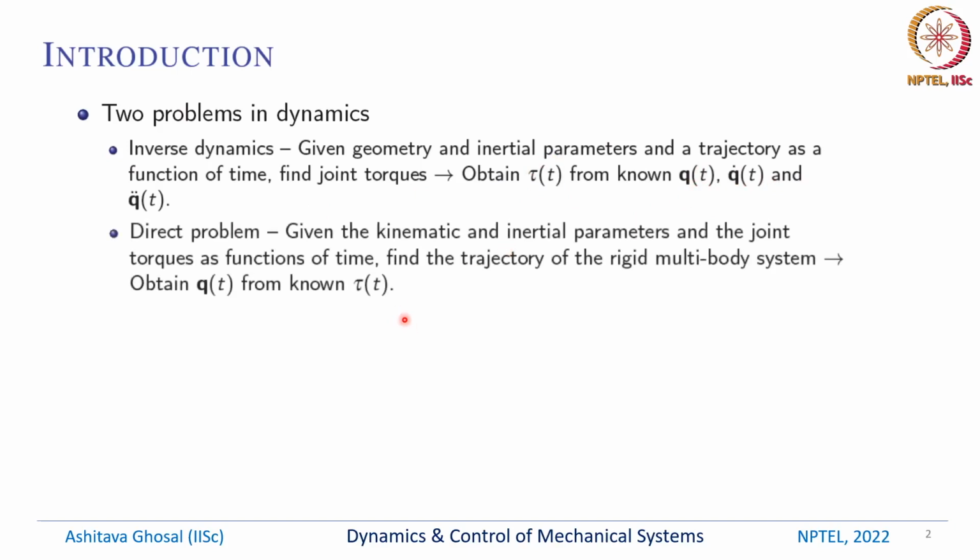In the direct problem, on the other hand, we are given the kinematic and inertial parameters and the joint torques as a function of time. So we are basically given tau of t as a function of time, and the goal is to find the trajectory of the rigid multibody system. So the goal is to find q of t, q dot of t and q double dot of t. As you can see, it is in some sense opposite of the inverse problem.